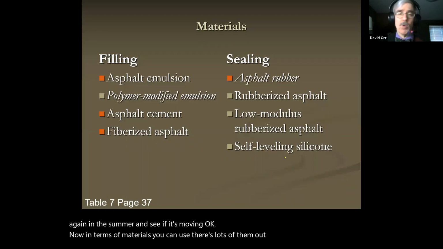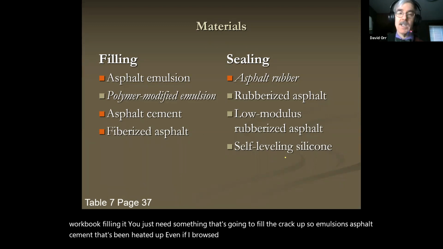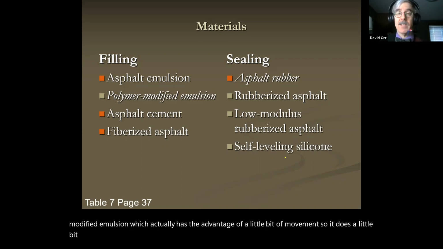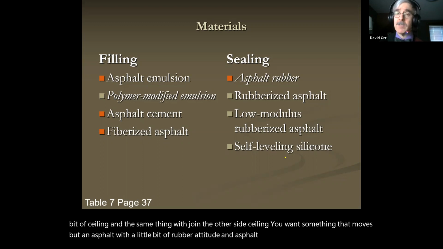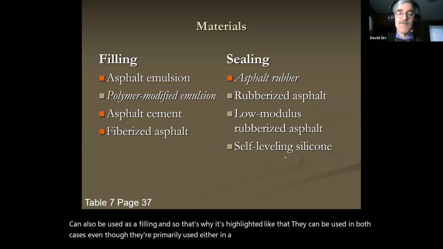Now, in terms of materials you can use, there's lots of them out there. There's a table in the workbook. Filling it, you just need something that's going to fill the crack up. So emulsions, asphalt cement that's been heated up, even a fiberized asphalt works pretty good. They sell a polymer modified emulsion, which actually has the advantage of a little bit of movement, so it does a little bit of sealing. And the same thing is true on the other side. Sealing, you want something that moves, but an asphalt with a little bit of rubber added to it, an asphalt rubber, can also be used as a filling. And so that's why it's highlighted like that. They can be used in both cases, even though they're primarily used either in a filling or sealing operation.